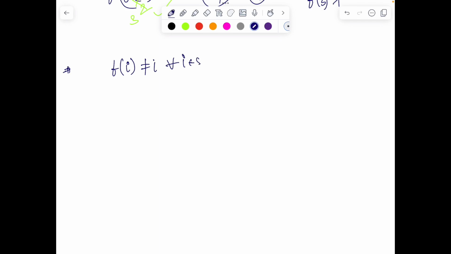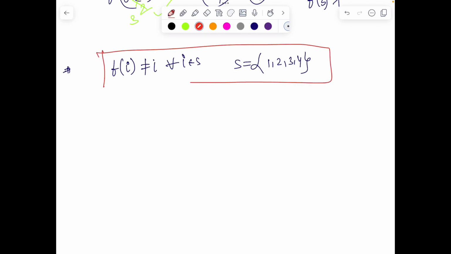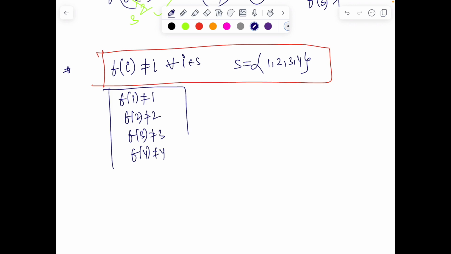Now this time we want f of i should not be i for any i belonging to set S. And let's say set S contains 1, 2, 3, 4 objects. I'm giving you all examples for just smaller sets. Of course, the idea is valid for any n number of elements, right? So what we want is f1 should not be 1, f2 should not be 2, f3 should not be 3, and f4 should not be 4. Give a try by yourself and try to find the number of functions from set S.